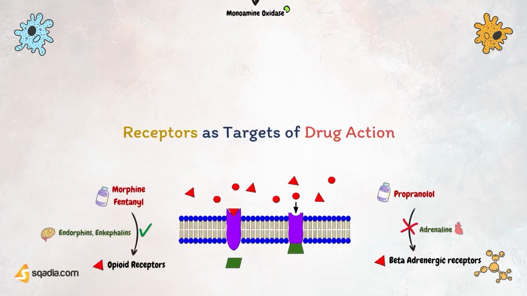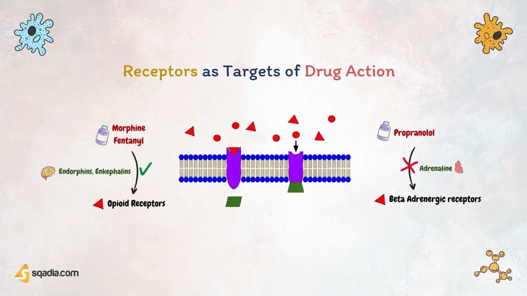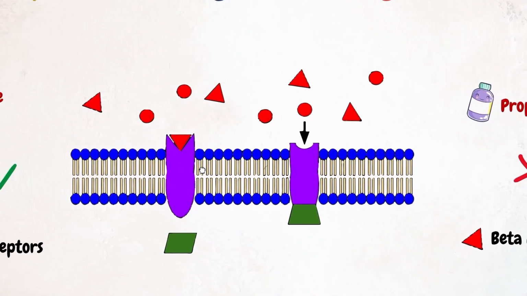Next we have is receptors as targets of drug action. In the previous slide, we have discussed enzymes as targets of drug action. Now we will discuss receptors as targets of drug action. So basically they are the potential site of action for drugs. Let's just discuss what receptors are.